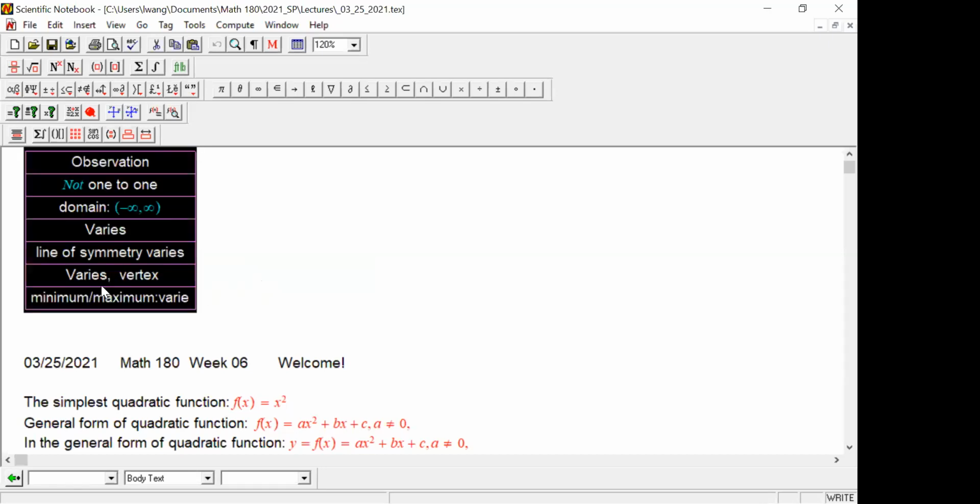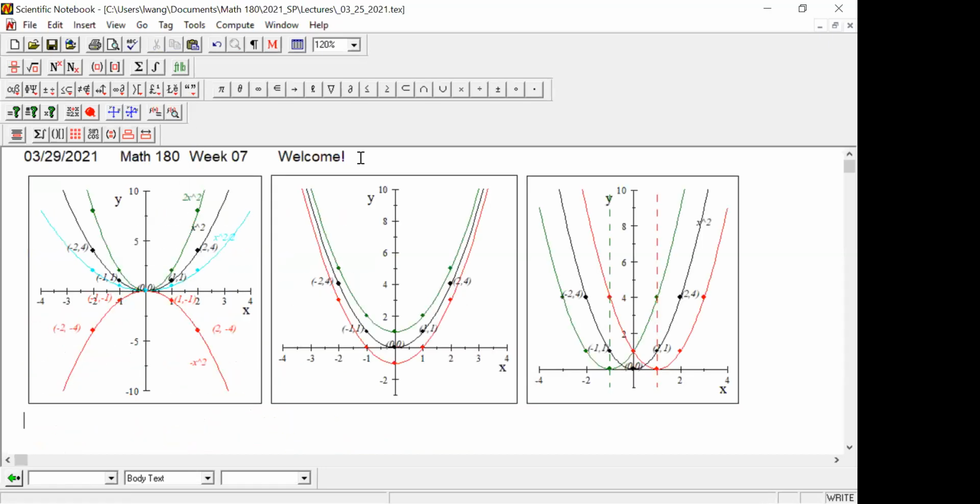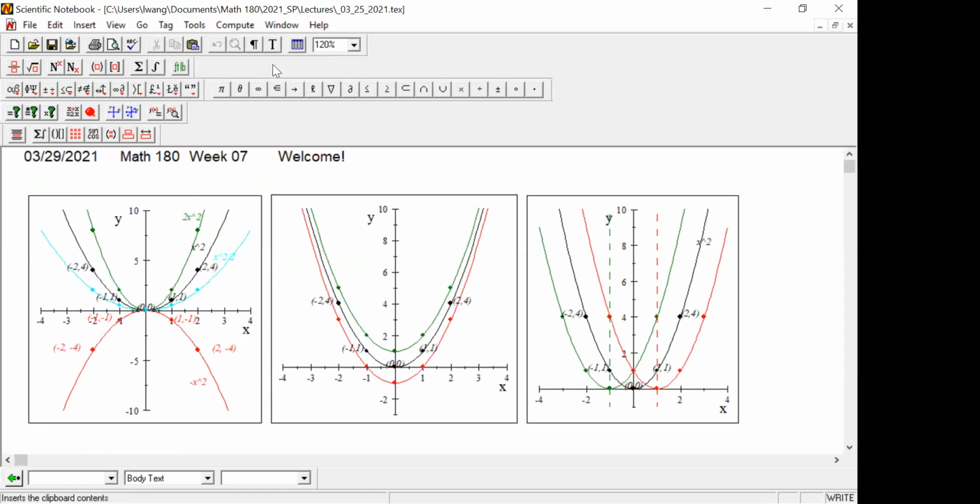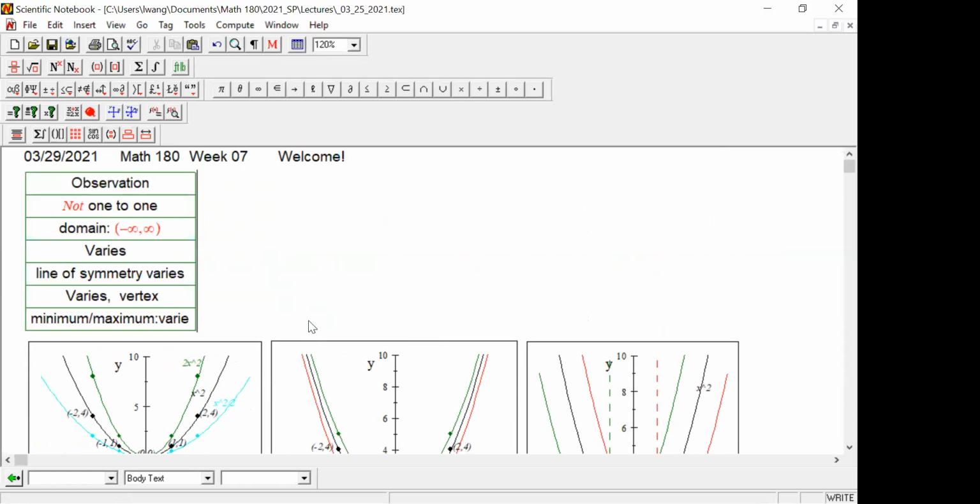Okay, so let me bring this to the top. And that's a summary about the quadratic functions that we have done. Okay, and do we have other features? It's not a one-to-one function. Domains seem to be all the same for all of them. Okay, and the range varies, right? Range varies. Line of symmetry, vertex varies.